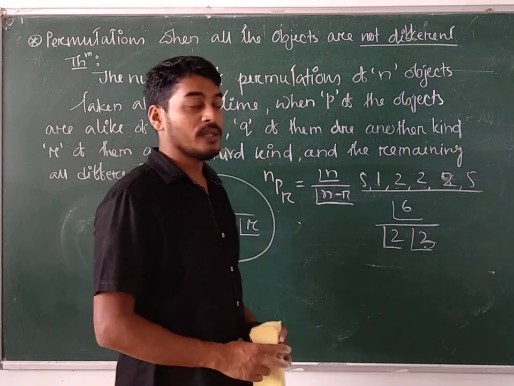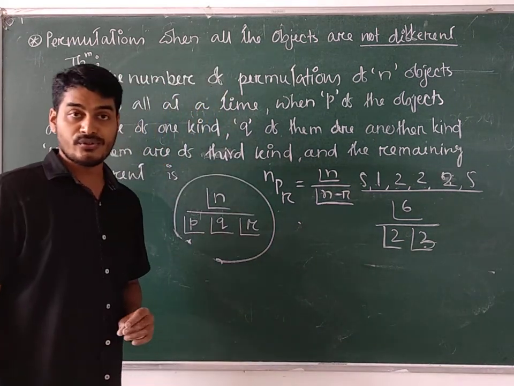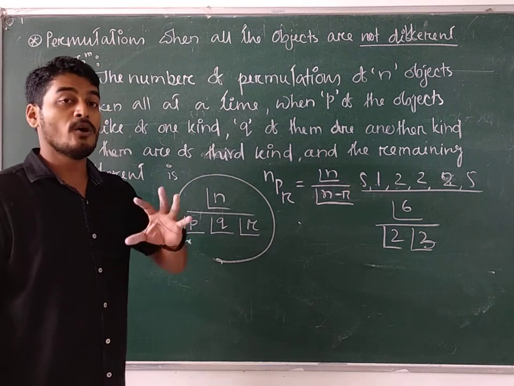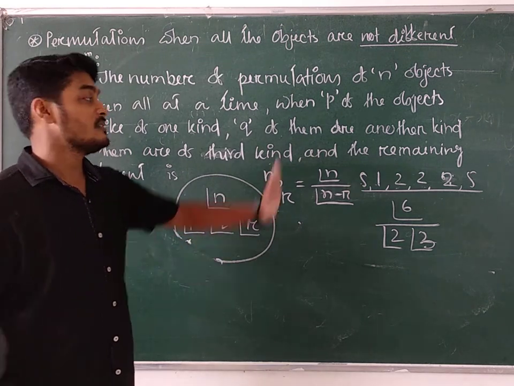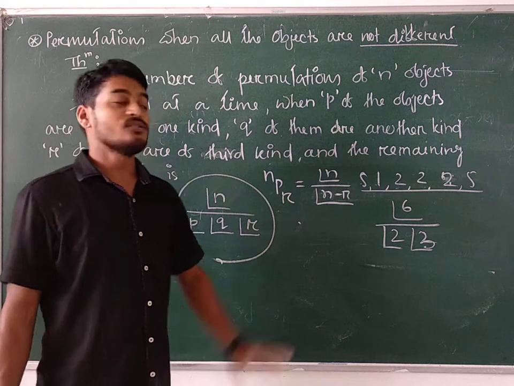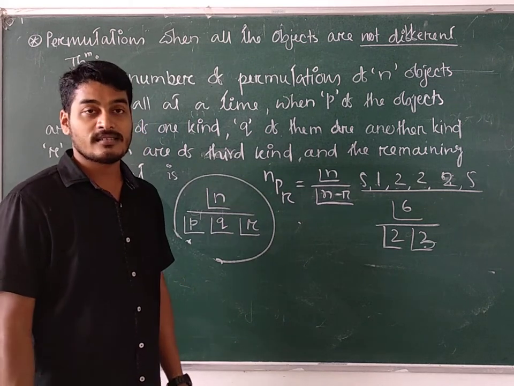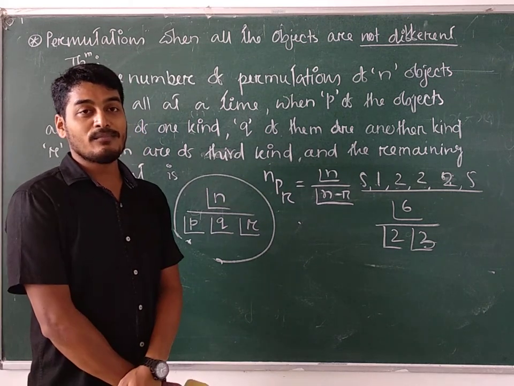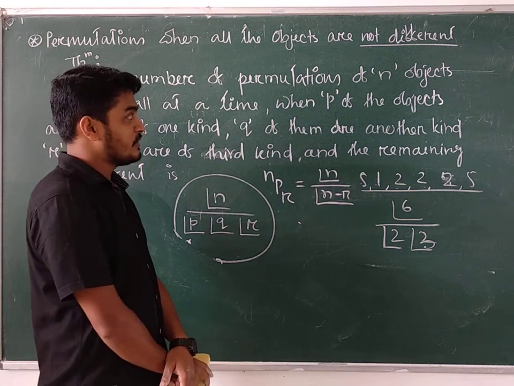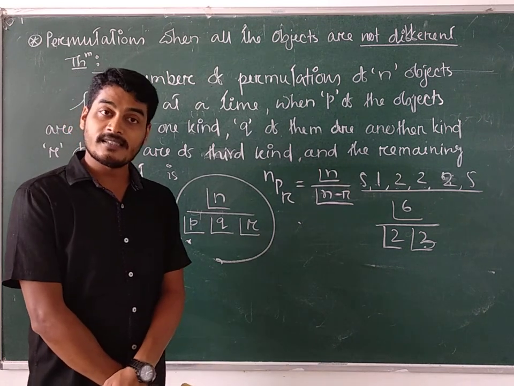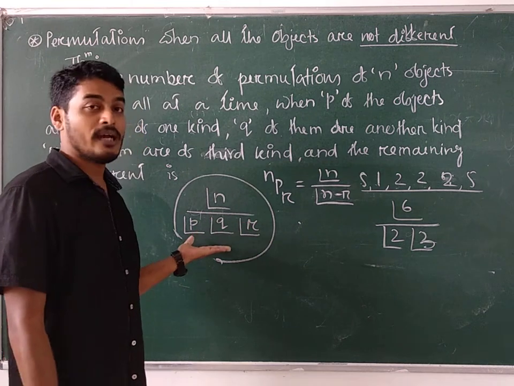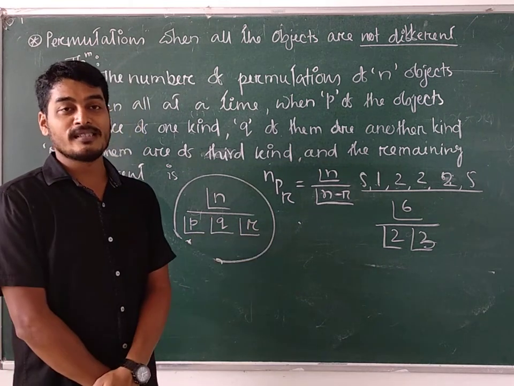In this way, we find the answers to all questions related to permutation where objects are not distinct. This may be a question of numbers, or a question of words or letters. I hope you are getting my point. So in this video, we have learned that when the objects are not distinct, we have to use this formula. Thank you so much for watching the video. Thank you.